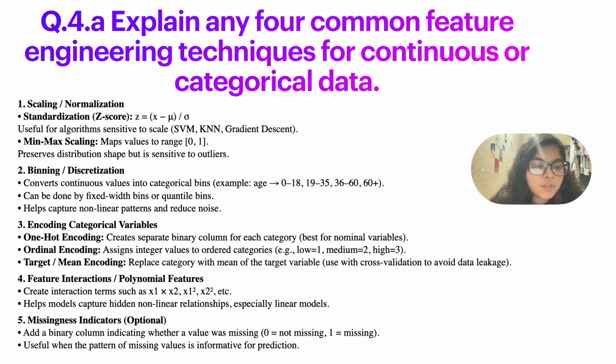It helps to capture hidden nonlinear relationships, especially in linear models. Missing indicators: add a binary column indicating whether a value is missing or not. It is useful when the pattern of missing values is informative for prediction.